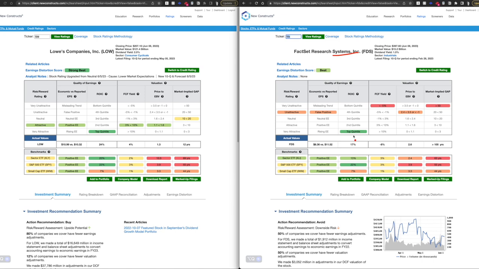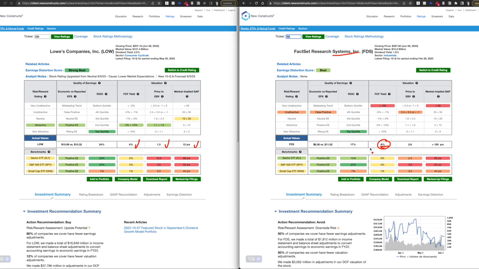Just based on the dashboard, you can see that the difference between Lowe's and FactSet is night and day. The market is only paying for 12 years of competitive advantage for Lowe's. The price to book is half what it is for FactSet. Free cash flow yield is 4 relative to an astounding negative 8 for FactSet. And most of this, to be fair, is from an acquisition. But even excluding the acquisition, free cash flow yield is better for Lowe's.